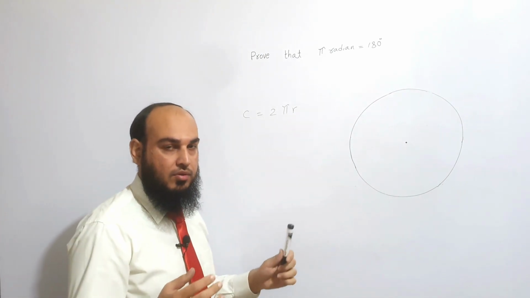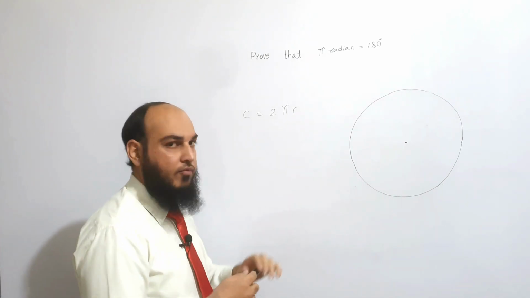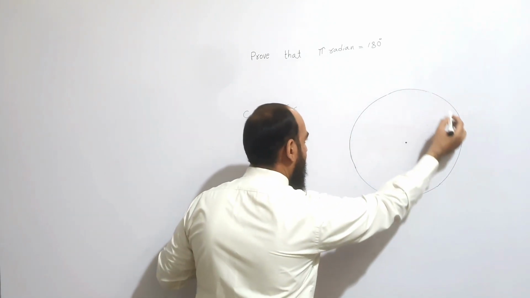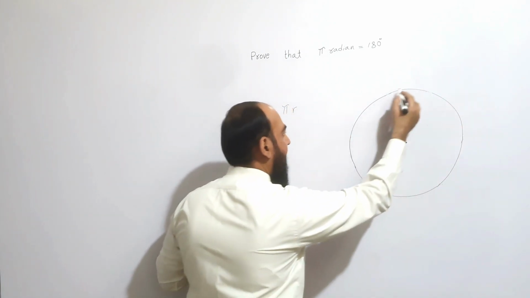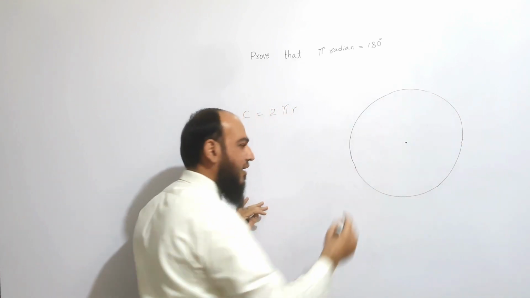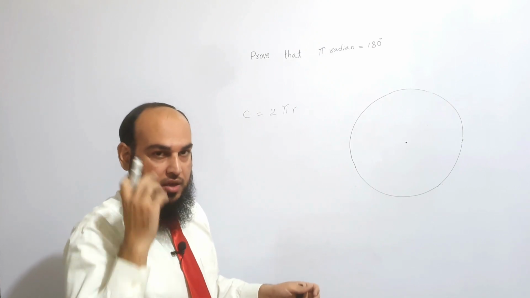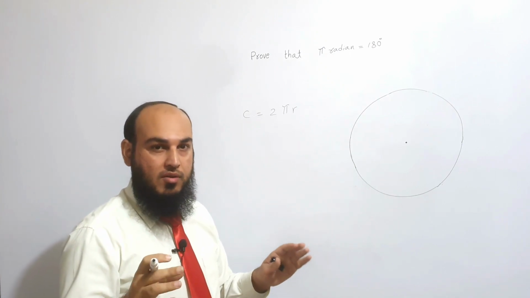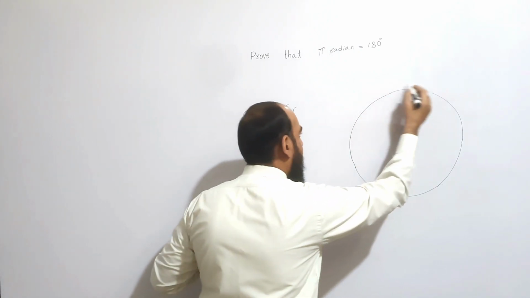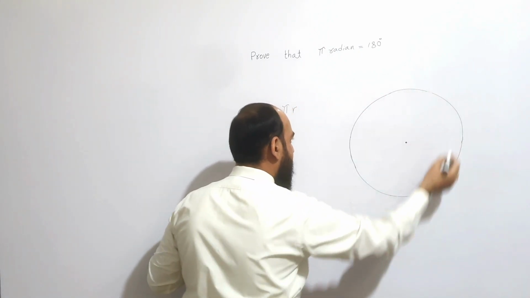First of all, you have to know what circumference is. Basically, the circumference is the boundary of the circle. This is the circle and this is the boundary of the circle. This boundary of the circle is known as circumference. We also know that the circumference is a complete rotation. One complete rotation is the circumference.